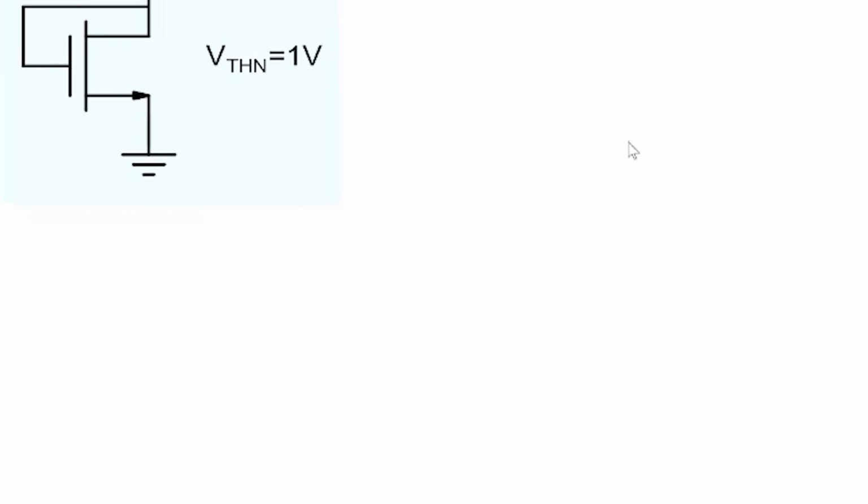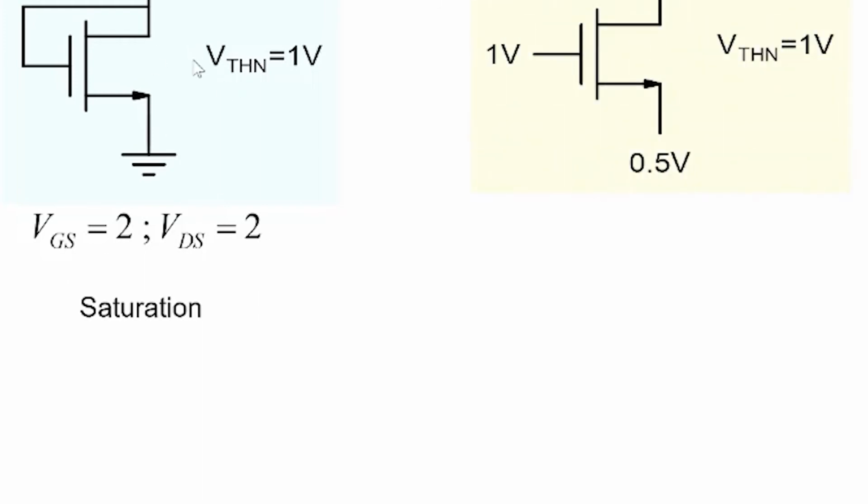Suppose we are given a transistor like this. Is the transistor in the linear or saturation region? Note that the gate voltage is equal to 2 volt, so VGS is 2 volt, larger than 1 volt, so it is obviously above threshold. VGS is 2, VDS is 2, and therefore it's in the saturation region. Why? Because VDSAT, the saturation voltage, is equal to VGS minus VTHn, which is 1 volt, and VDS is greater than VDSAT.